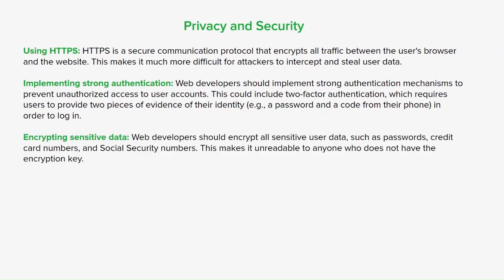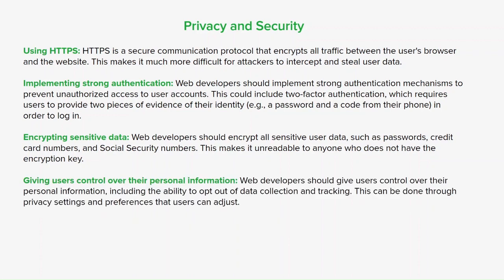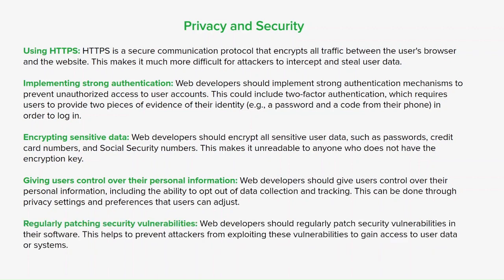Web developers should encrypt all sensitive data, such as passwords, credit card numbers, and social security numbers, and this makes it unreadable to anyone who does not have the encryption key. And web developers should give users control over their personal information, including the ability to opt out of data collection and tracking. This can be done through privacy settings and preferences that users should be able to easily adjust. And web developers should regularly patch security vulnerabilities in their software. This helps to prevent attackers from exploiting these vulnerabilities to gain access to user data or systems.